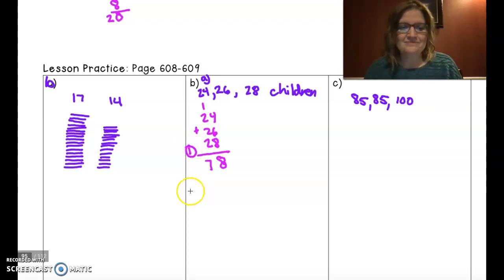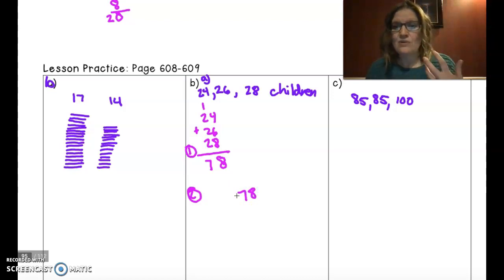Step 2 is we take this number, 78, that we've added, and we divide it into the number of groups that we want to find the average of. In this situation, we have 3 classrooms. So we divide 78 by 3.